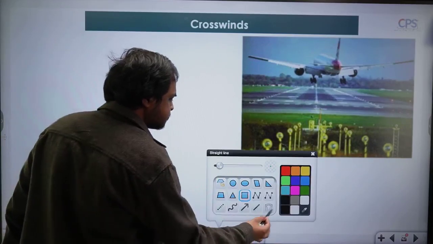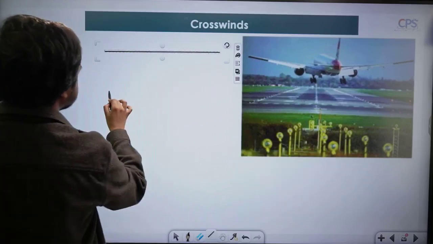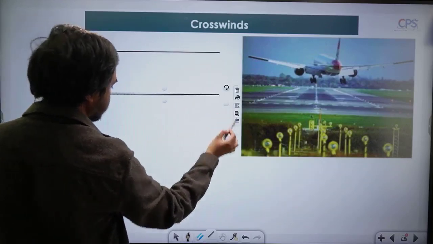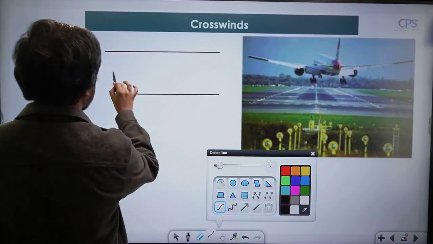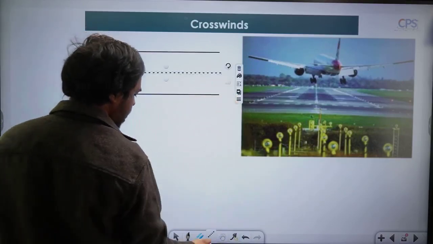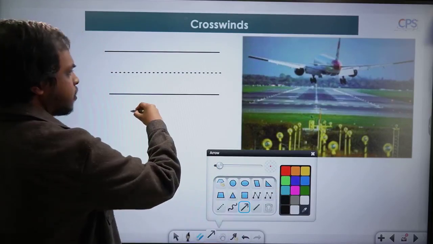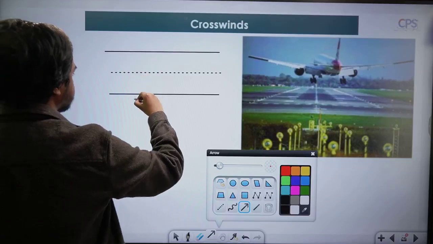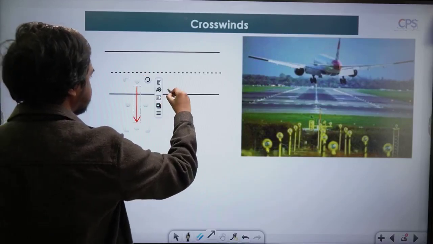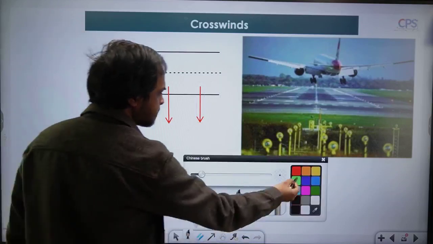Let's assume this is the runway, okay? This is the runway. Now, wind is going, see, wind is going this way. Wind is flowing in this way. This is the velocity of wind.